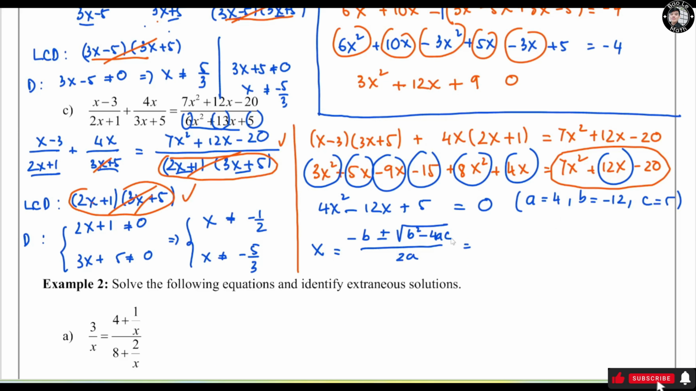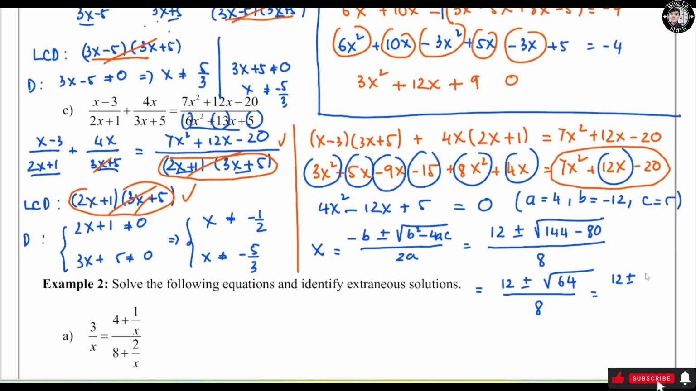It's going to be negative b, but b equals negative 12, so it turns out to be 12 plus and minus square root of b squared, which is 144, minus 4 times a times c. 4 times 4, it could be 16 times 5, it could be 80. Over 2 times 4, it could be 8. Now we're going to simplify this one. So it could be 12 plus and minus square root of 64 over 8.